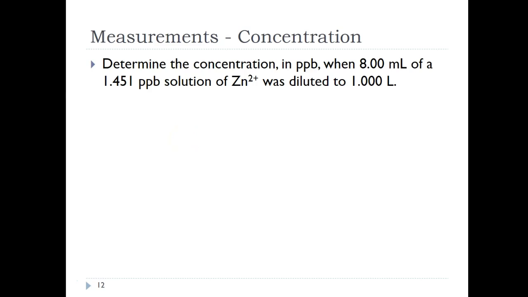So we're still going to be using M1V1, M2V2, and I'm still going to make my 1 side my more concentrated side and my 2 side my weaker side. So my more concentrated side is going to be the 1.451 ppb, and we're using 8.00 milliliters of it. We don't know what the new concentration will be, but we're making 1 liter.